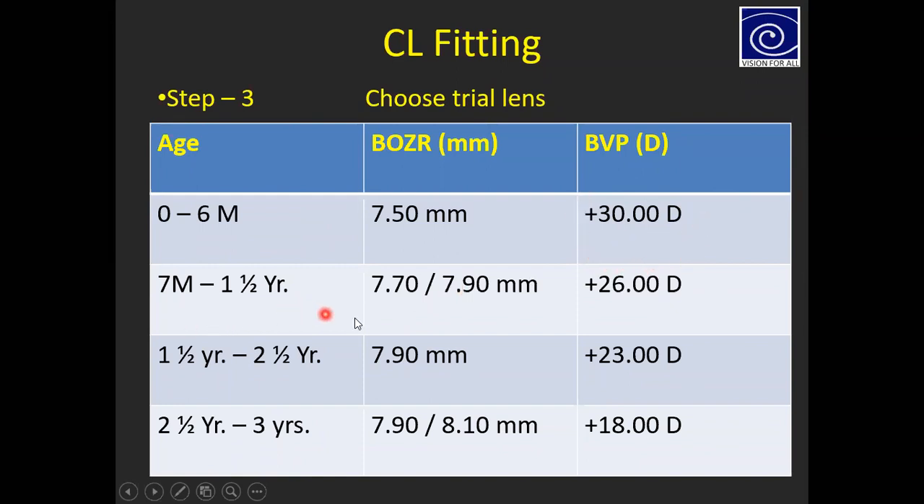For 7 months to 1.5 years, you can take a base curve anywhere between 7.7 to 7.9. Your refractive error you can take around plus 26. And by the age of 3 years, the refractive error would be 18 diopters. Why is this happening? Because as age progresses, the cornea becomes flatter and the axial length of the eye is also increasing. That's why you see this flattening of the curvature as well as a decrease in the refractive error.